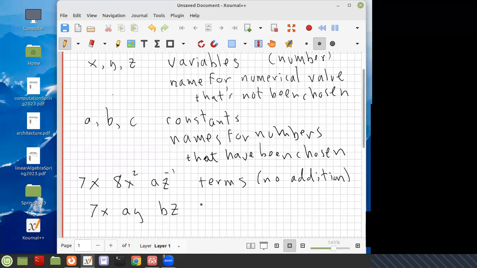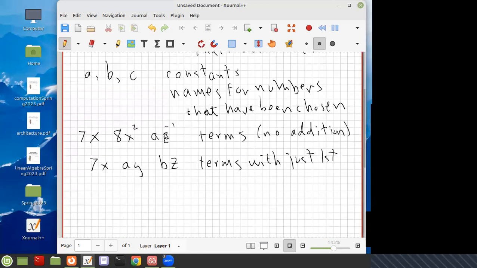These are terms with just first power. There's no squareds, no -1s, and terms could have multiple variables. Another term could be 7xy, and terms like these have just first power, one variable.